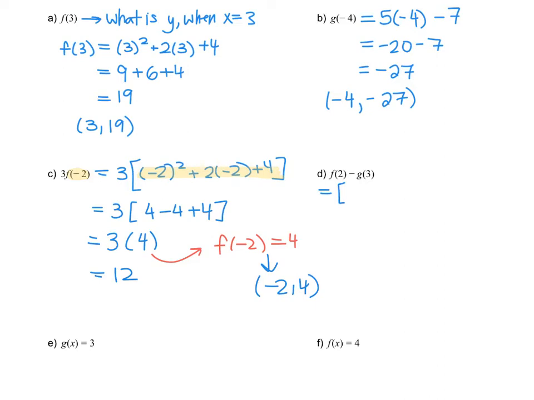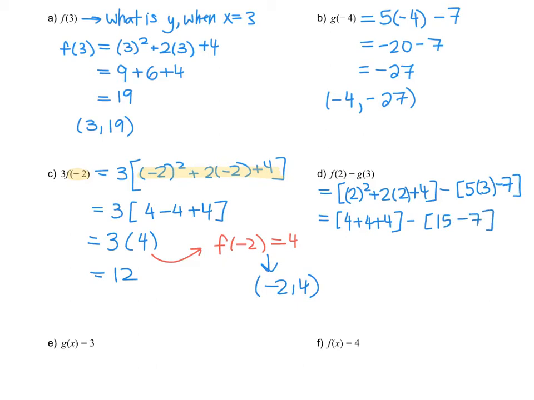So for f at 2, I will have 2 squared plus 2 times 2 plus 4 in one bracket, subtract, open another square bracket, and this time I'm plugging 3 into g. So that would be 5 times 3 minus 7. And I will simplify these two brackets independently, and that subtraction is the last thing I do. So for f at 2, 2 squared is 4, 2 times 2 is 4, and then the plus 4 at the end. And for my g at 3, 5 times 3 is 15, and then subtract 7.